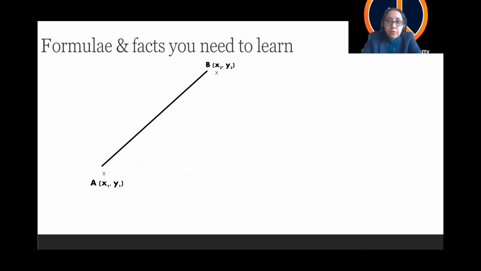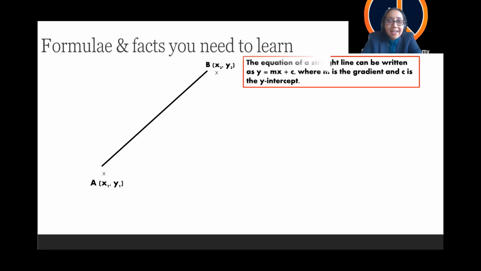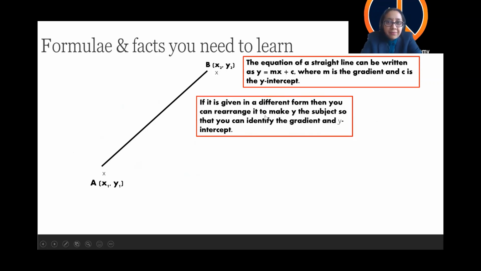The formulas and facts that you need to learn and remember for this lesson: the first thing is the general formula for the equation of any straight line, y = mx + c, where m we call the slope and c we call the intercept. If any equation in one variable is given, then you can calculate the value of the slope and the intercept by looking at the equation. We'll also do some examples within a few moments.